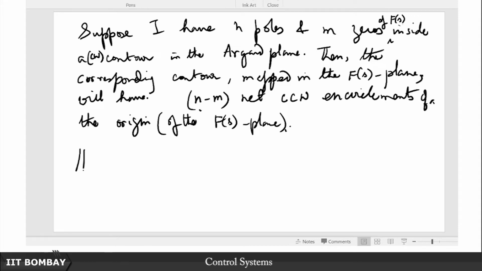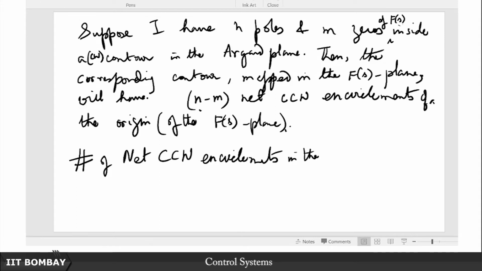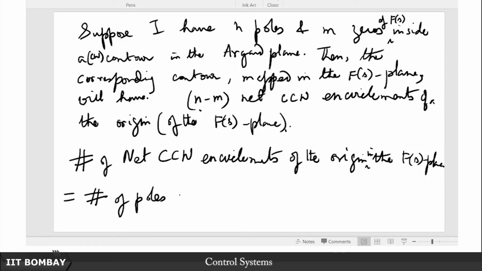So basically, in summary, the number of net counterclockwise encirclements of the origin in the Fs plane is equal to, here is the summary of what we have discussed, the number of poles of Fs, minus the number of zeros of Fs.